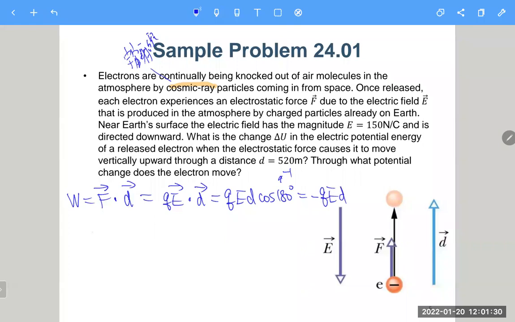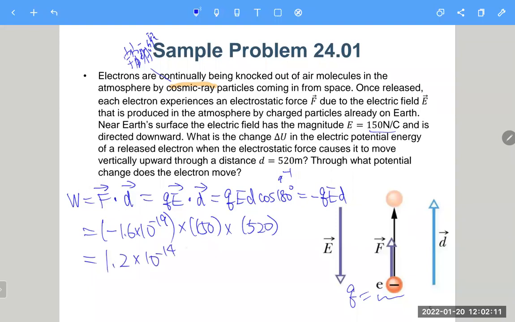So now we plug in the values. Q is negative e, which will be negative 1.6 times 10 to the minus 19. And then times E, which is 150, and then times the distance, 520 meters. So this number is 1.2 times 10 to the minus 14 joule. Okay, so next we would like to consider delta U, which will be negative W, negative 1.2 times 10 to the minus 14 joule.